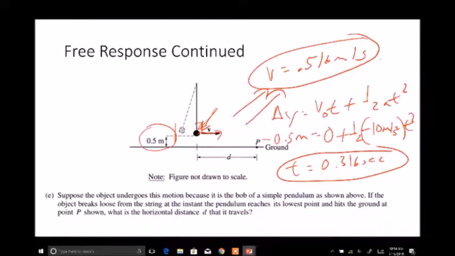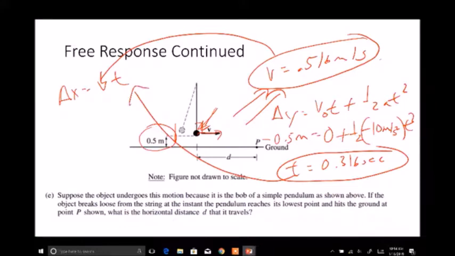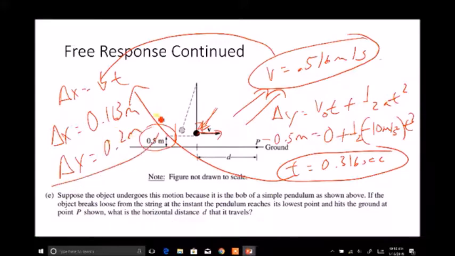So to calculate the horizontal distance traveled, we're going to use delta x equals vt. This is going to be 0.516. This is going to be 0.316. Multiply those together, and we get a delta x of 0.163 meters. And since we were dealing with 1 sig fig in this problem, we're going to write delta x equals 0.2 meters. All right, that's it for our simple harmonic motion practice problems.